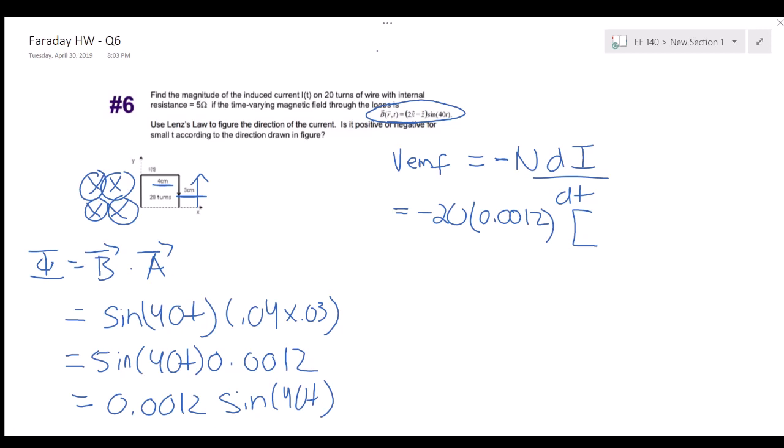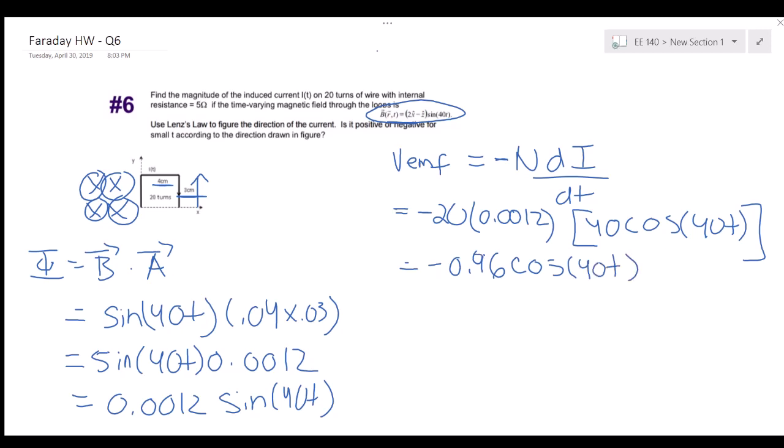Okay, so sine 40t is time varying. So we take the derivative of that. So derivative of sine is cosine, and sine 40t would just be 40 cosine 40t. So the time derivative of sine 40t is 40 cosine 40t. And then just multiplying this out, we're going to get negative 0.96 cosine 40t. 0.96. Let me circle this answer.